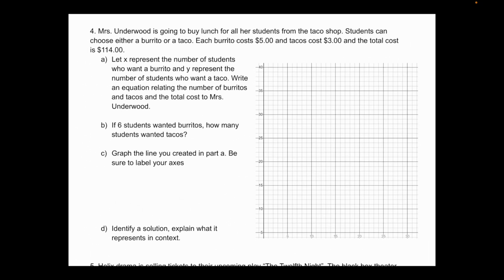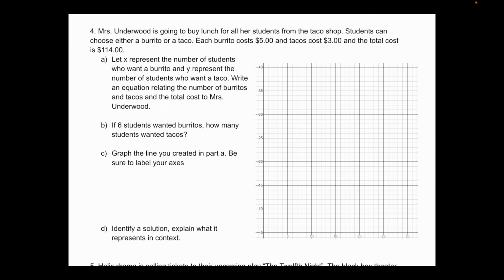Mrs. Underwood is going to buy lunch for all her students from the taco shop. Students can choose either a burrito or a taco. Burritos cost $5 and tacos cost $3, and the total cost is $114. X is going to represent the number of students who want a burrito, and Y is going to represent the number of students who want a taco. Our job is going to be to write an equation relating the number of burritos and tacos and the total cost.